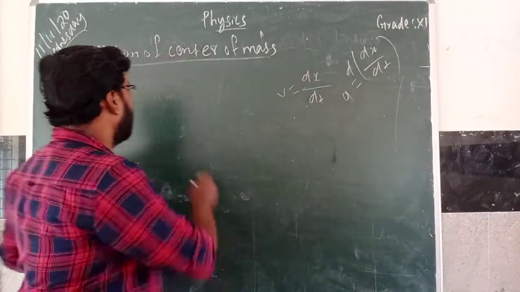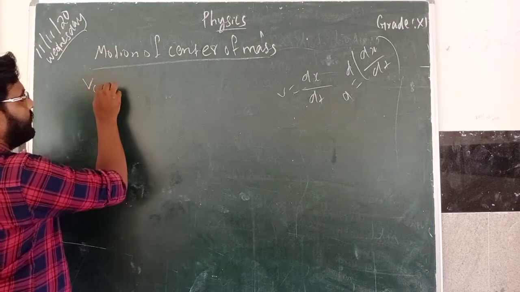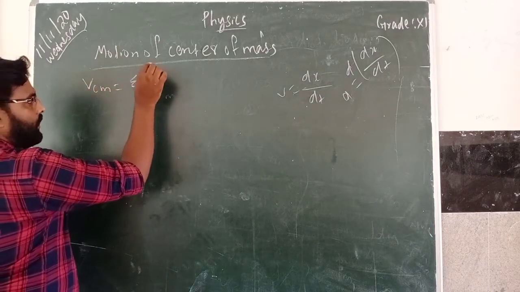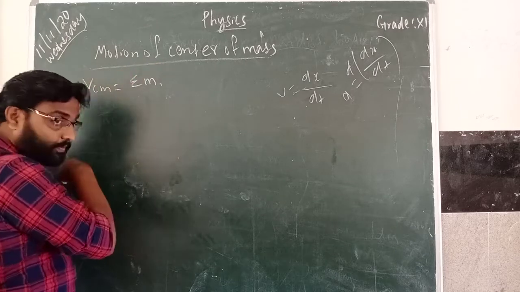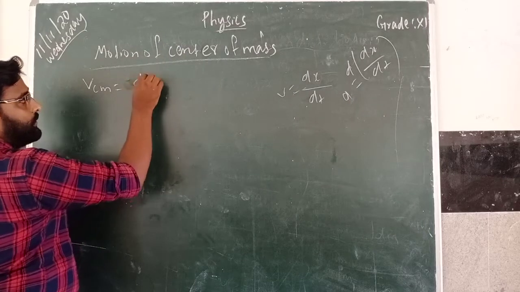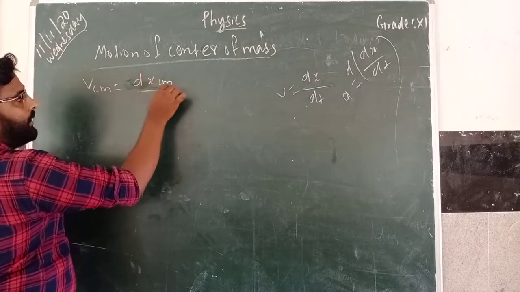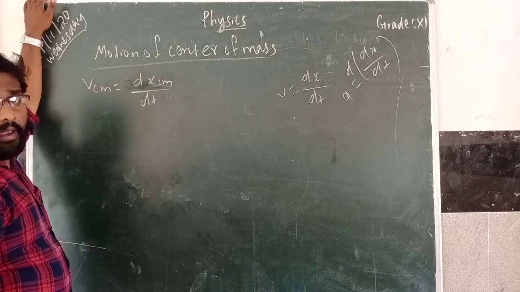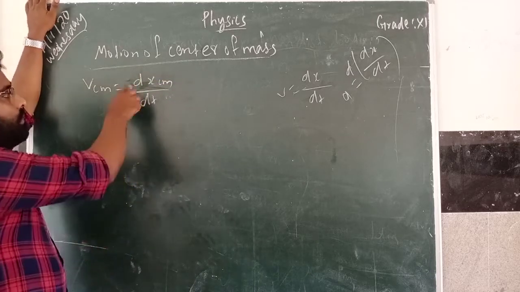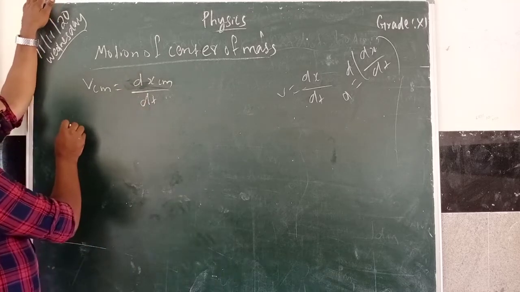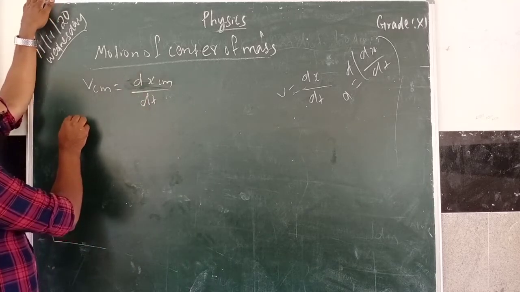So you can write VCM is equal to the first differentiation of xcm by dt, that is dxcm by dt, displacement by time. From this you can write this formula.